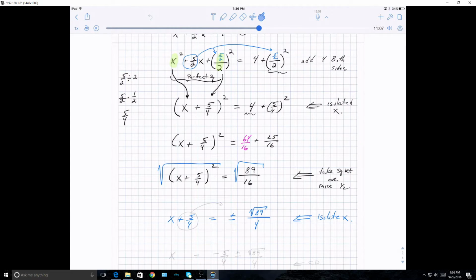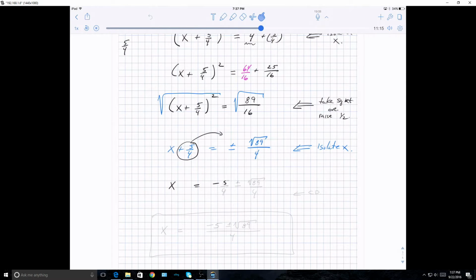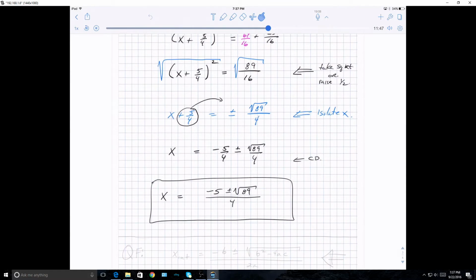x. So that just says that we have a positive 5/4 on the left, so on the right it'll be negative, or x is equal to negative 5/4 plus or minus the square root of 89/4. Or another way to represent it, now that they have common denominators, is negative 5 plus or minus the square root of 89 all divided by 4. And I'll leave that up to you right now to check. So that's what it looks like.